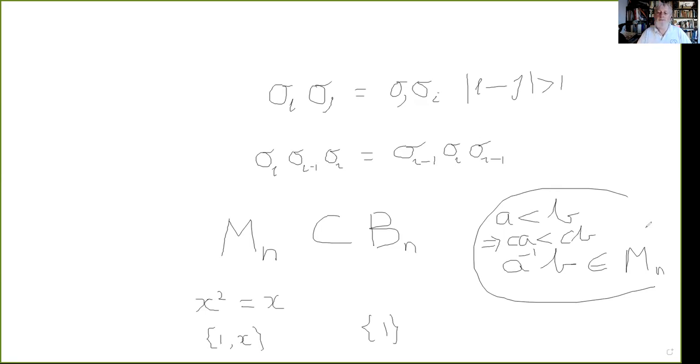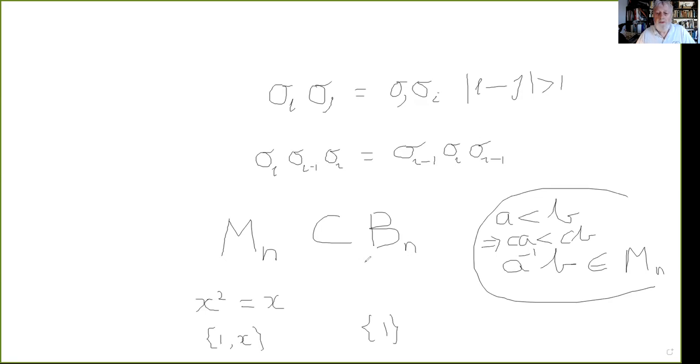This property of being less than is invariant under left multiplication, so it's what's called a left ordering. And amazingly enough, the braid group has not only got one left ordering, it's got an infinite number of left orderings. We might give a proof or demonstration of that later on. Maybe we can persuade Dale to give the talk.